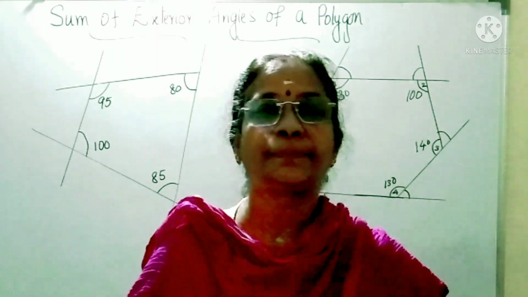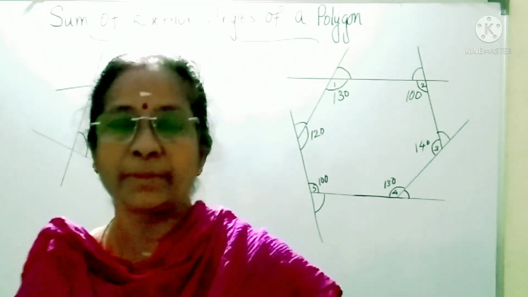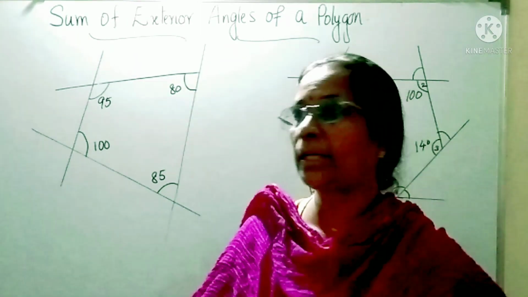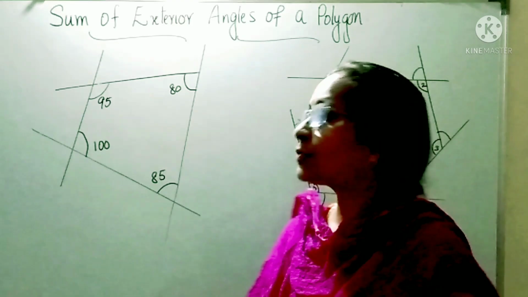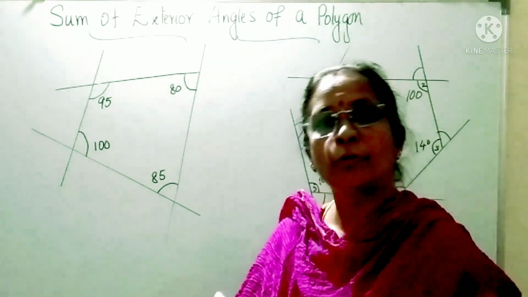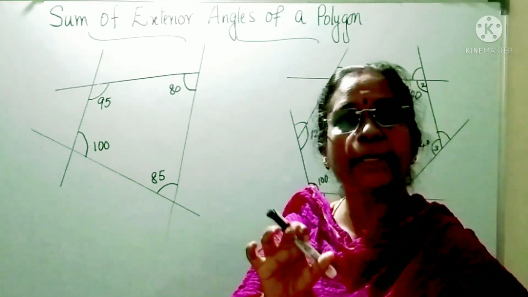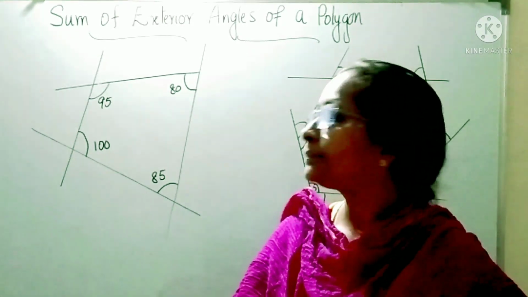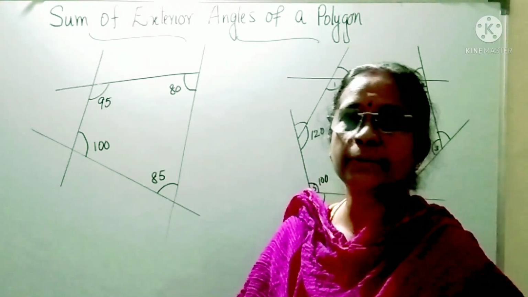Dear students, today we are going to learn another property of polygons, that is the exterior angle property: the sum of exterior angles of a polygon. If you take any polygon, the sum of exterior angles will remain constant. So let us see what it will be with the help of two examples.